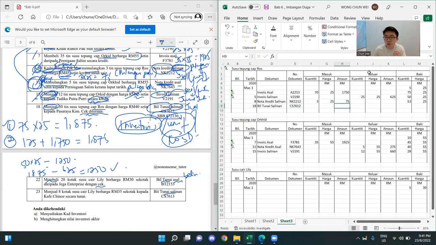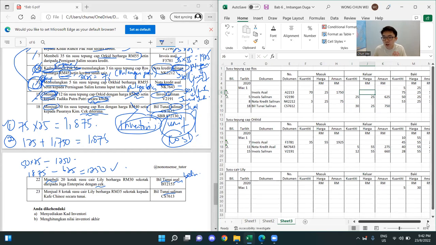So you draw, maksud dia keluar. So keluar 30 tin, and then harga dia, I don't care how much you sell. I sudah cakap banyak kali. You don't care about berapa yang you jual. You look at your cost. How much? All is 25. So you just put 25. Just follow. So you can see that all the harga is the same, 25, 25. If your harga is 55, then it will be all 55. So how much is the amount? 30 times 25, you get 750.